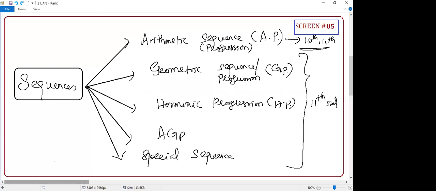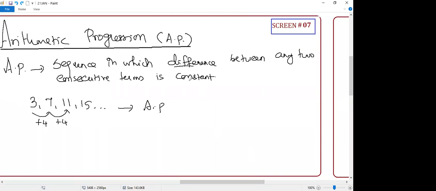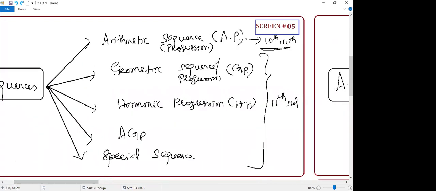So we understand that the rule of AP is what? Difference is constant. In GP, ratio is constant. Here the difference is constant, here the ratio is constant. And you asked, what is HP?